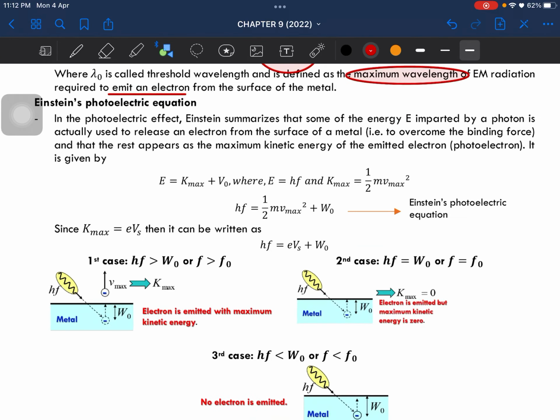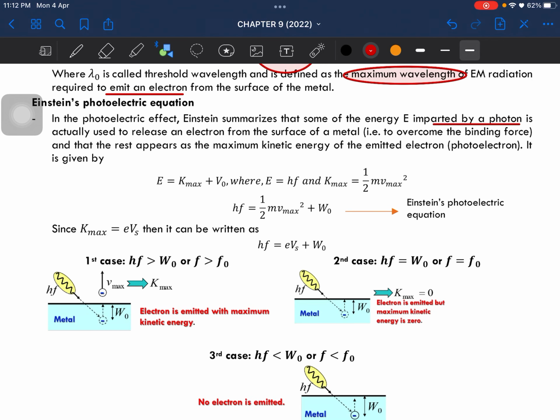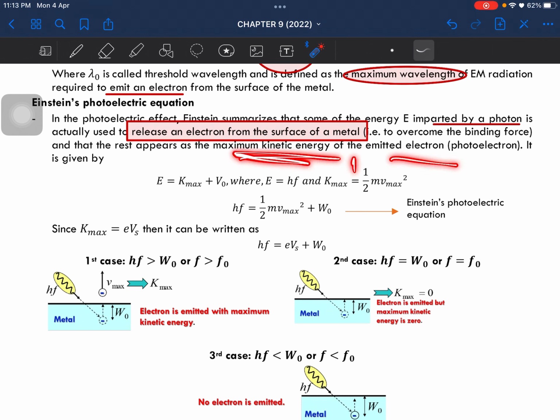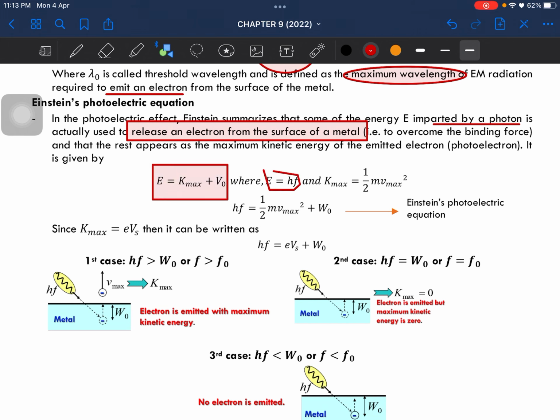And then the Einstein photoelectric equation. In the photoelectric effect, Einstein summarized that some of the energy imparted by a photon is used to release an electron from the surface of a metal. That is used to overcome the binding force between the electrons. The rest appears as the maximum kinetic energy of the emitted electron. It is given by this one here. We also know that E is equal to hf.